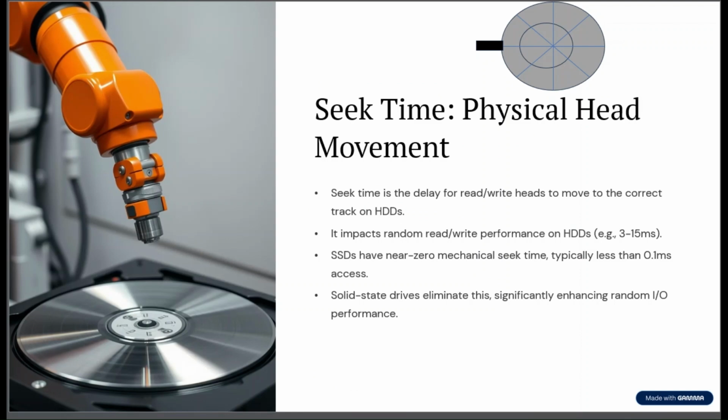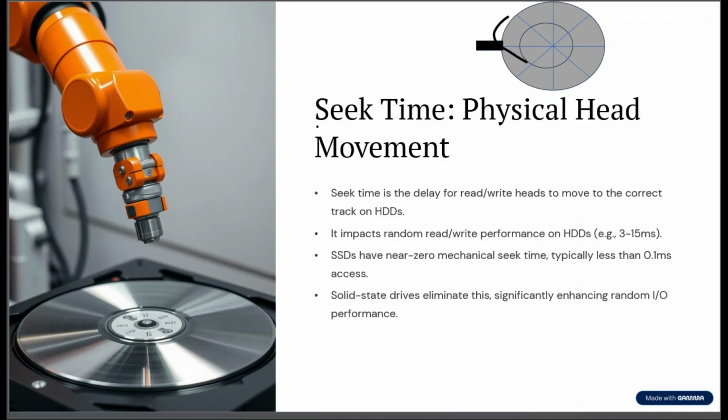Now let us understand all these parameters one by one. So the first parameter is seek time. Now what is seek time? Seek time is the amount of time taken to move the read-write head from its current position to the desired track. Now let's take this as an example.